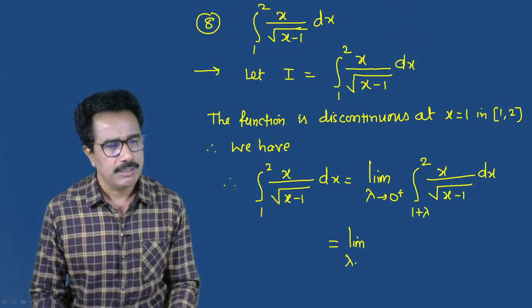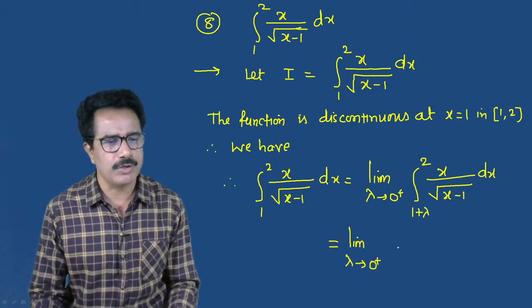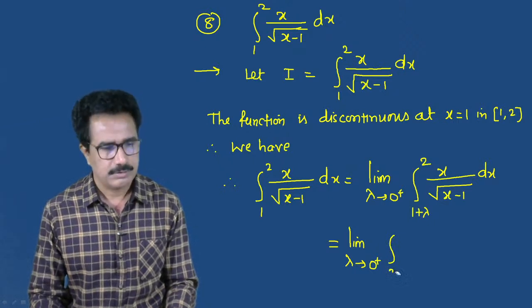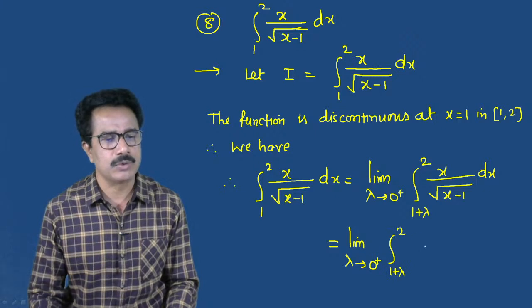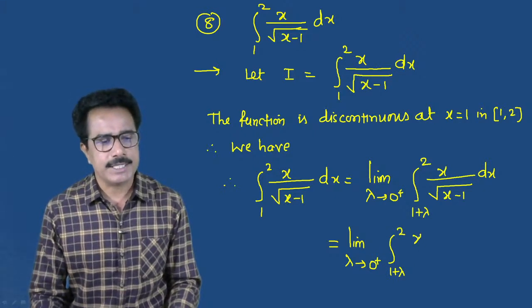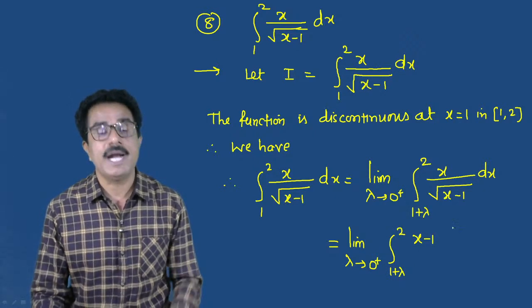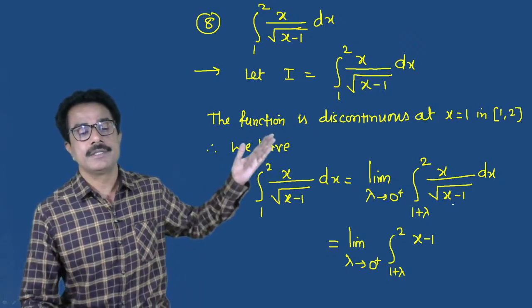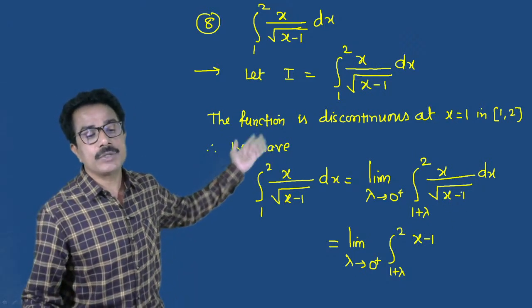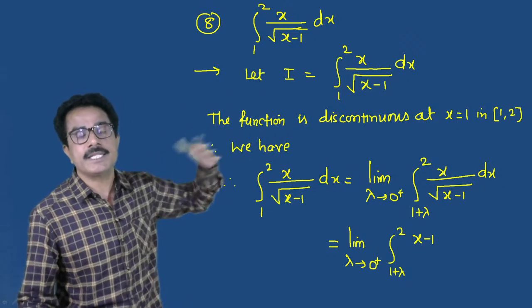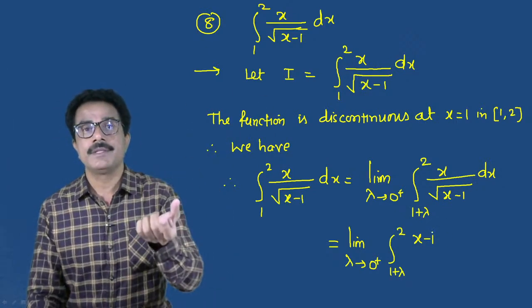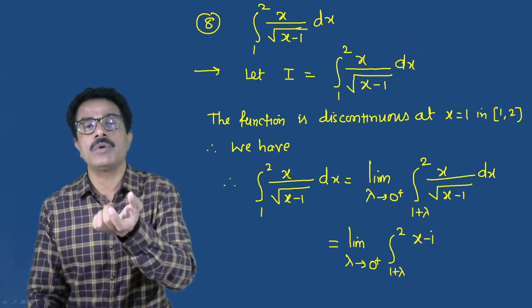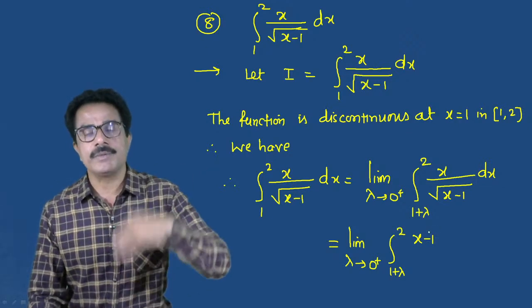Limit lambda tends to 0 positive, integral from 1 plus lambda to 2, we can write x minus 1. Adjust the denominator, because in the denominator there is a root of x minus 1 and in the numerator there is only 1, so adjust the denominator's term in the numerator. That means we have to adjust x minus 1 in the numerator.